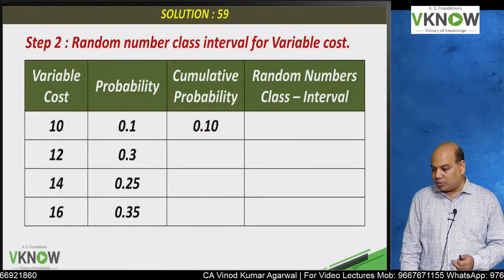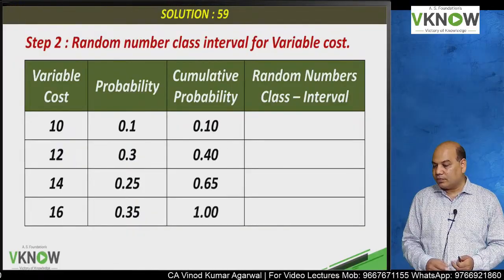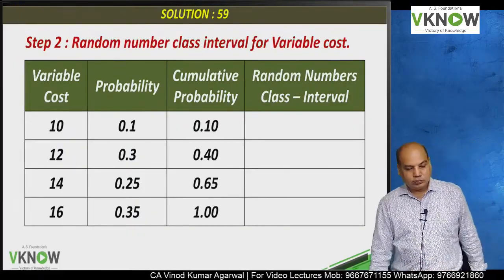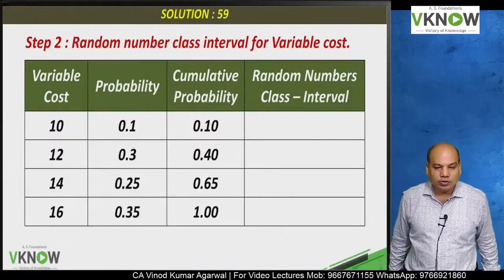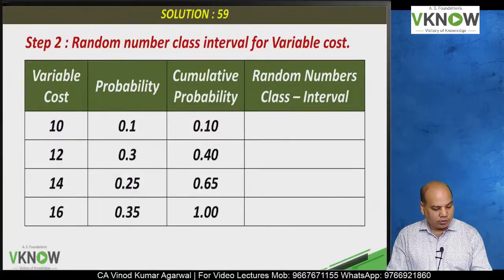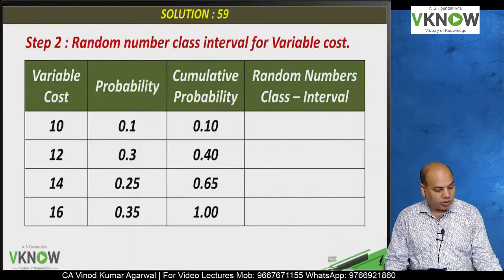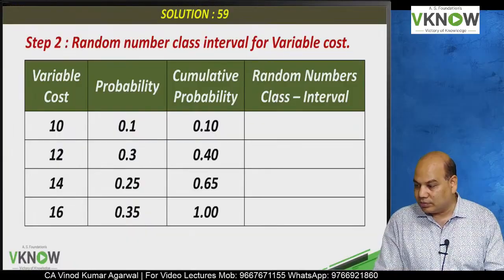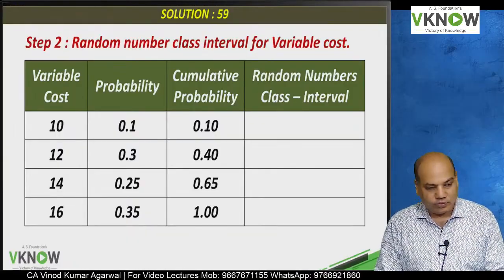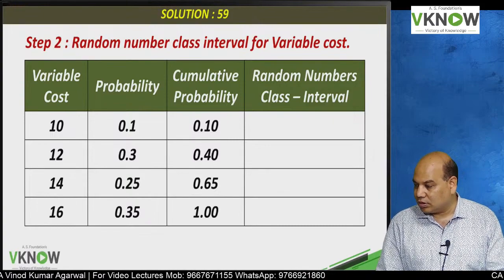Cumulative probability 0.1, 0.4, 0.65 and 1. Please write the class interval yourself. If you want to copy, you have to wait. For those who have decided to copy only, you will have to wait. Okay, now check.